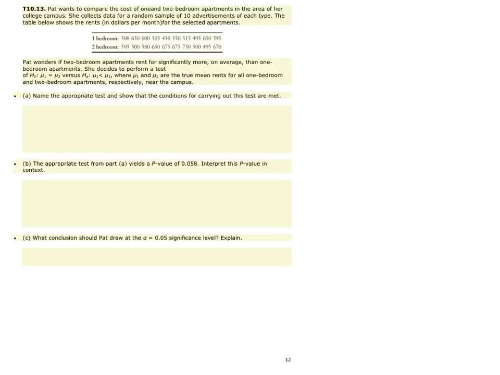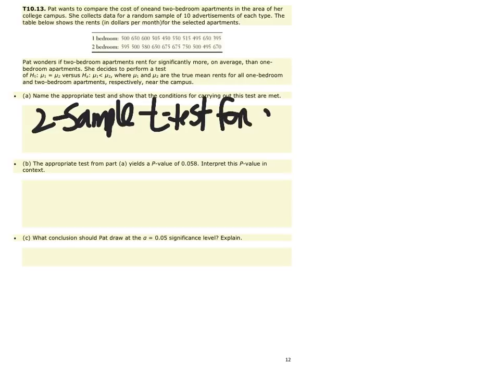So we are dealing with the means here, and she's dealing with a 2 sample. So she is doing a 2 sample. First, decide if it's 1 or 2. It's for the means, and we do not know the standard deviation of the population, so it's a t-test for the difference in means.